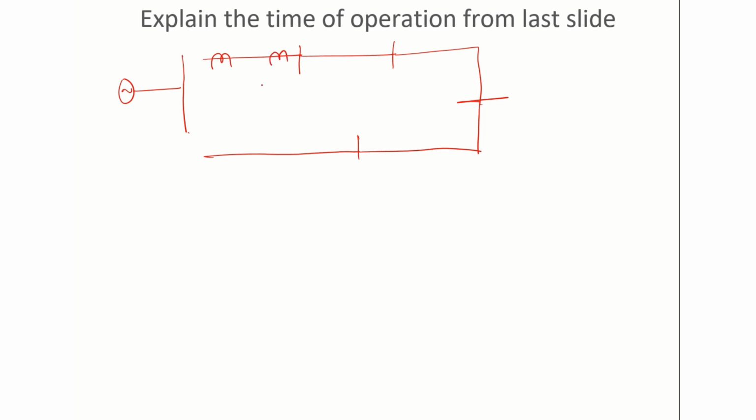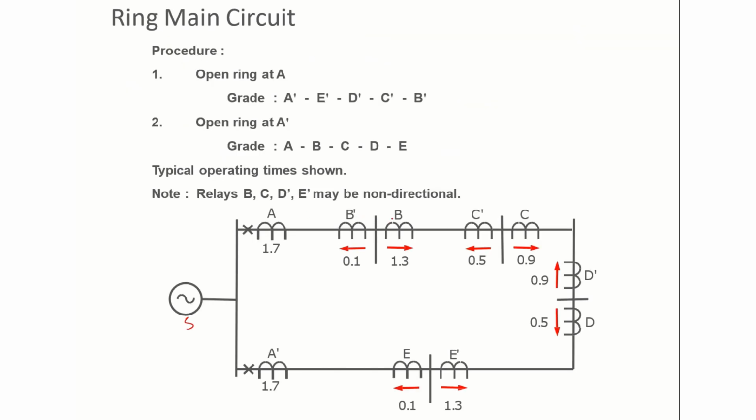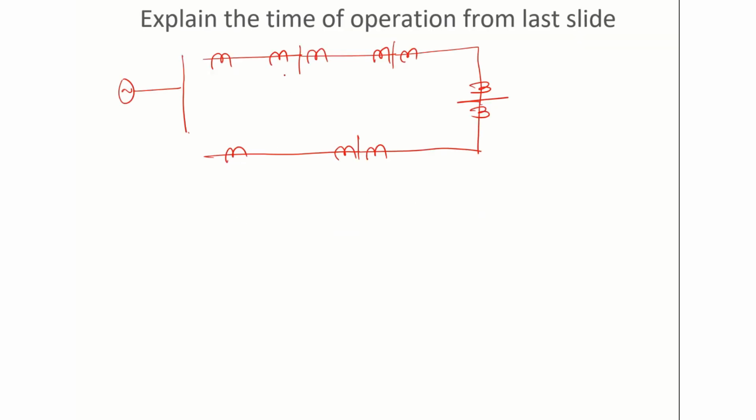Now I have intentionally not connected it because I will first discuss what I am trying to achieve using this. So I will also use the same nomenclature which is used in the last slide, that is A, B dash B, C dash C, D dash D, E dash E, and A dash.